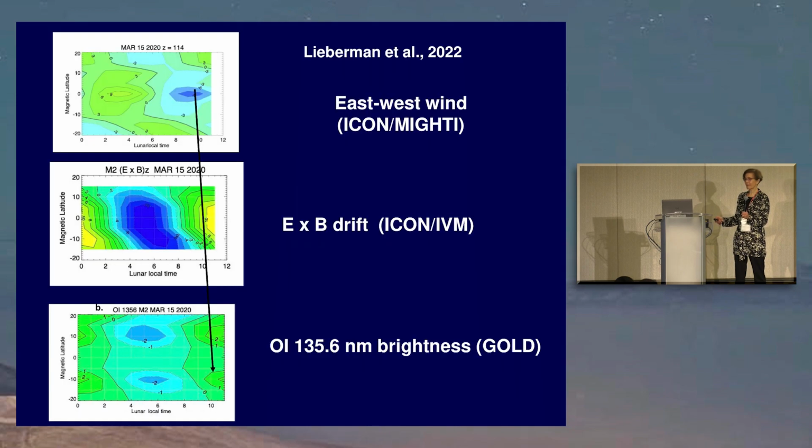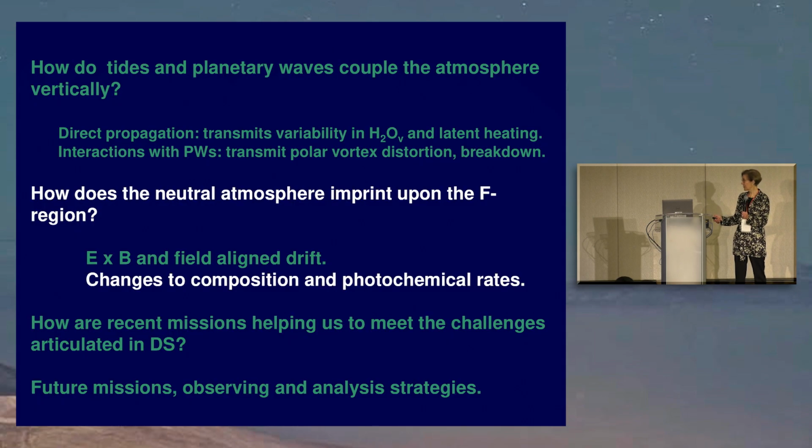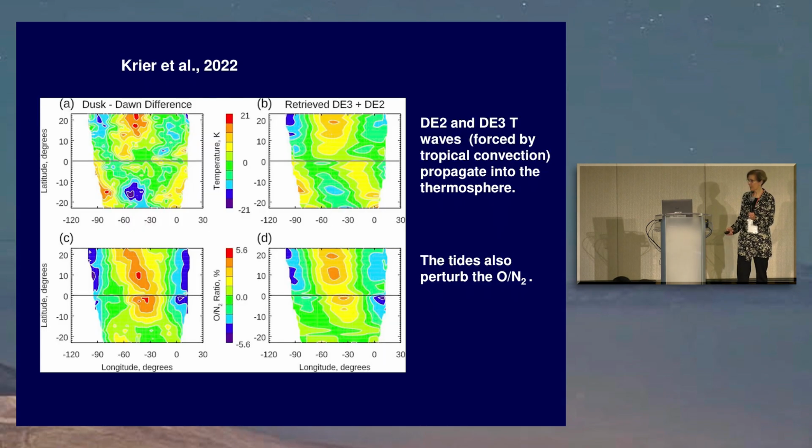So I'm going to skip over the second example of that and move to my last slide, which illustrates simply the changes to thermospheric composition that tides can induce. This is from a recent paper by Christopher Creer, where he deduced diurnal tides in GOLD disk temperatures and O/N2 ratio by forming a diurnal tide proxy through a dawn-dusk difference. So here's the latitude. These are GOLD longitudes.